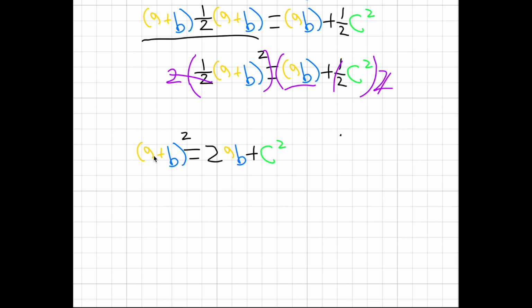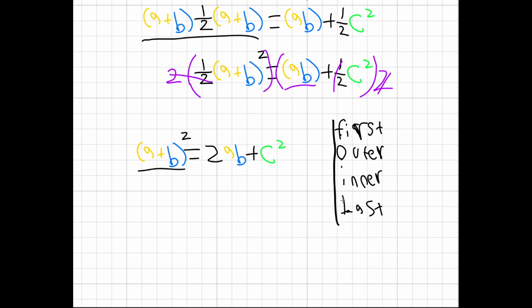Now we are going to try and simplify this side. We're going to try and simplify this side by using FOIL. FOIL stands for first, outer, inner, and last. FOIL, F-O-I-L. First, outer, inner, last.